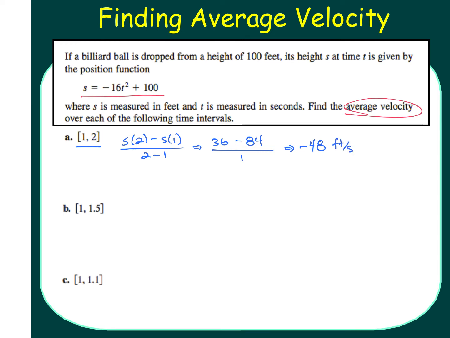Why is it negative? Because it's going down. It's falling. Does that make sense? Yes. All right. What is its average speed? 48. All right, cool. Part B. So now I have to do my interval from 1 to 1.5. So now I'm going to just do the average velocity, which is just algebra slope of position. So I'm going to do s of 1.5 minus s of 1 over 1.5 minus 1. All right, so now I substitute in 1.5. And what is s of 1.5?